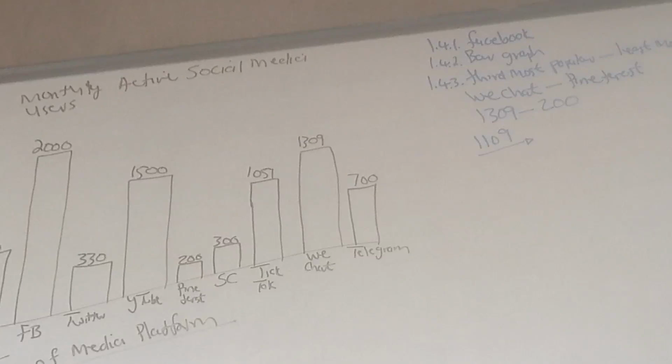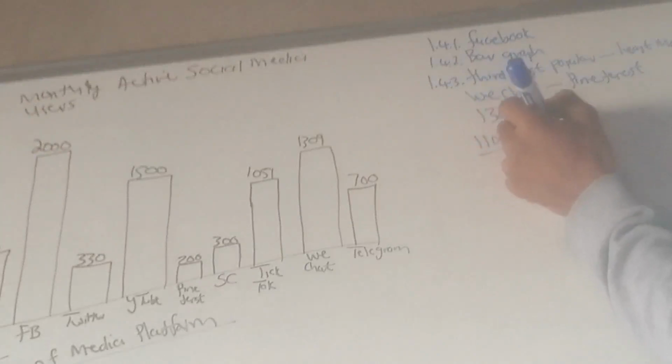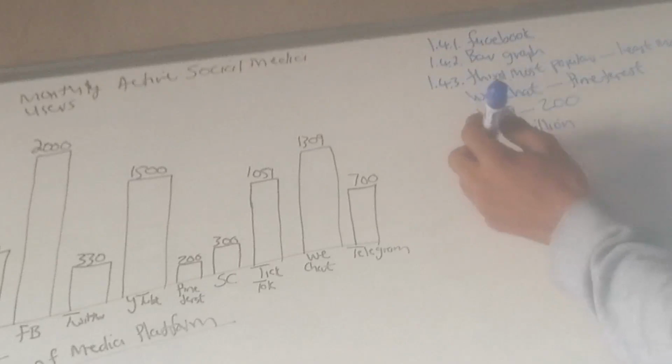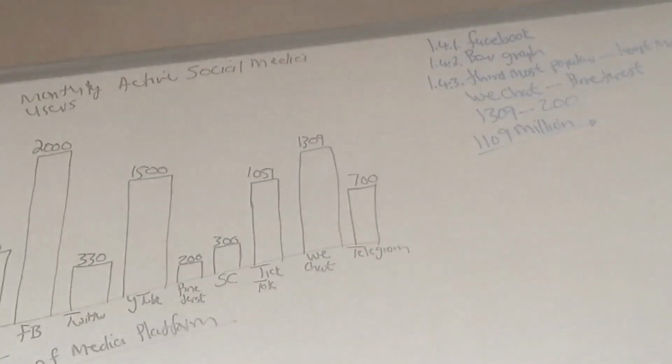Right, but remember the number is given in millions. So we just have to say million. Do not forget to say million. This is very, very important, because those numbers are in millions. And we get that value of 1109 million.